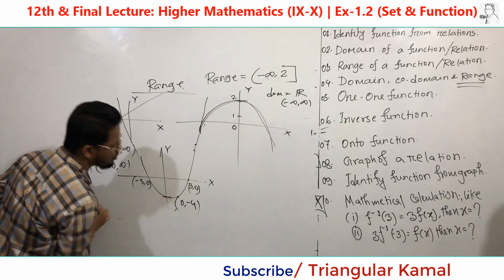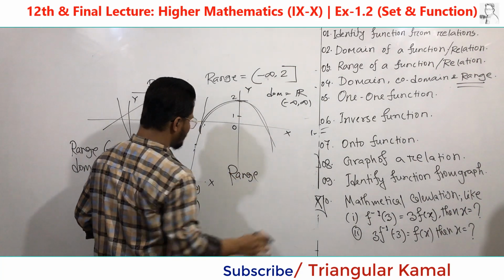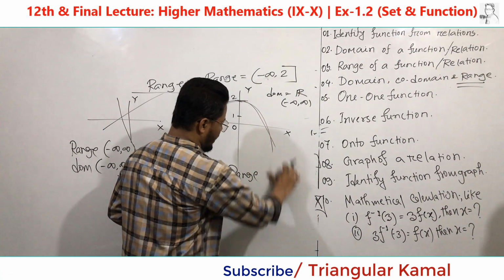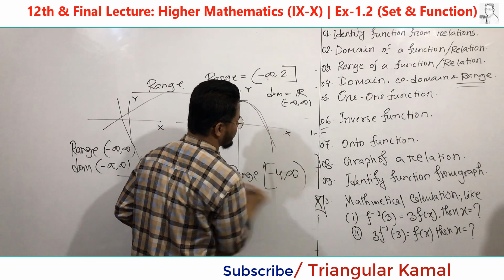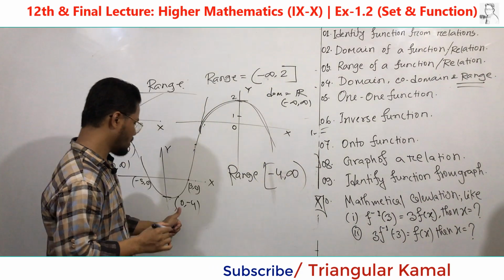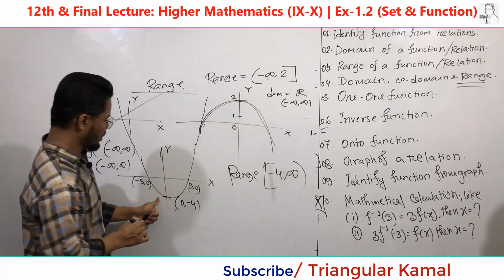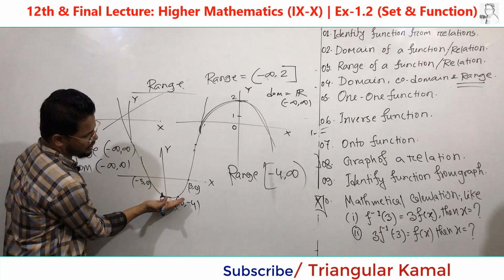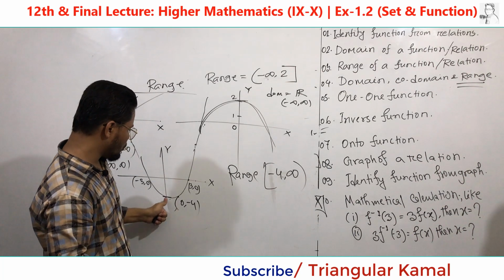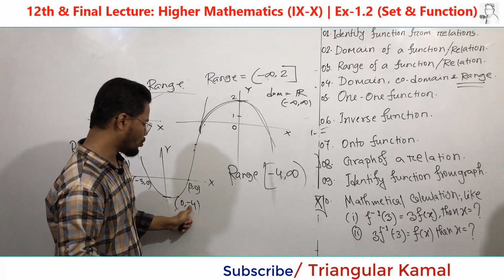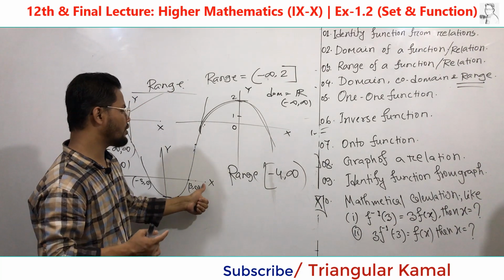But which is the minimum value here of y? Minus 4. So range will be minus 4 to plus infinity. Minus 4 is closed and infinity is open. So this indicates one side closed, which is the negative part of y. From the y-axis you see the minimum value of y is minus 4 and the maximum value is not given here. It completely depends on the x.